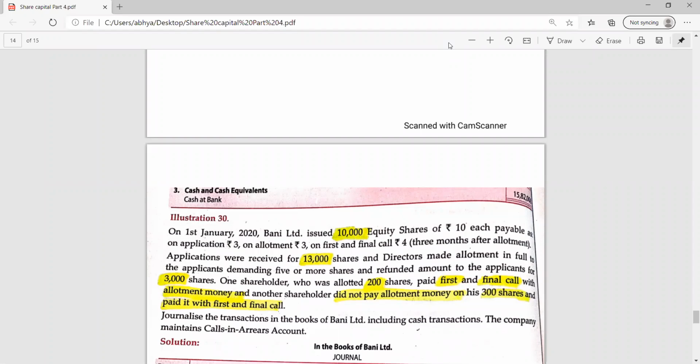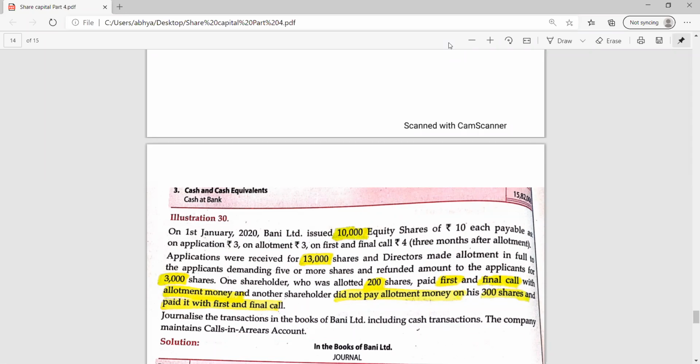So I'm going to start with example number 30. In this question, we have to do everything. So I'm reading the question. Till then, you can make your working so that you will be able to solve the question easily. On 1st January 2020, Bani Limited issued 10,000 equity shares of rupees 10 each. Face value of the share is 10 and the number of issued shares are 10,000. While reading the question, you have to understand the question so that you can easily start it.